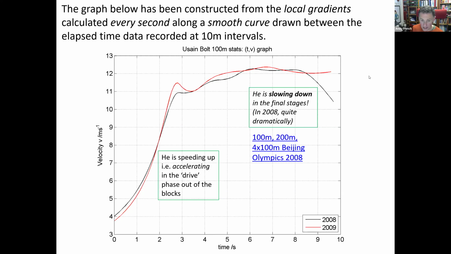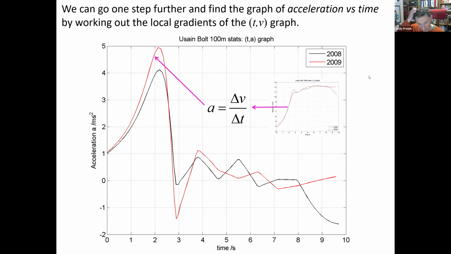Now, if we take the gradient of this curve, we get the acceleration versus time. And now we're starting to lead into Newton's laws. So, of course, mass times acceleration is the vector sum of force. So we can start thinking about what forces are acting on Usain Bolt and, therefore, his muscles, how much stress they're applying.